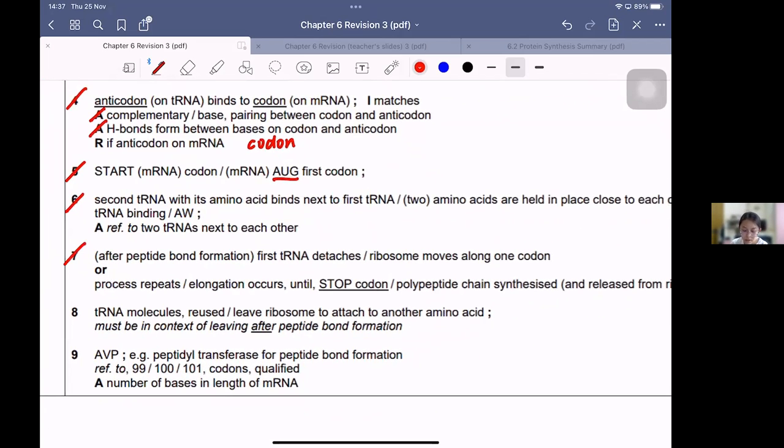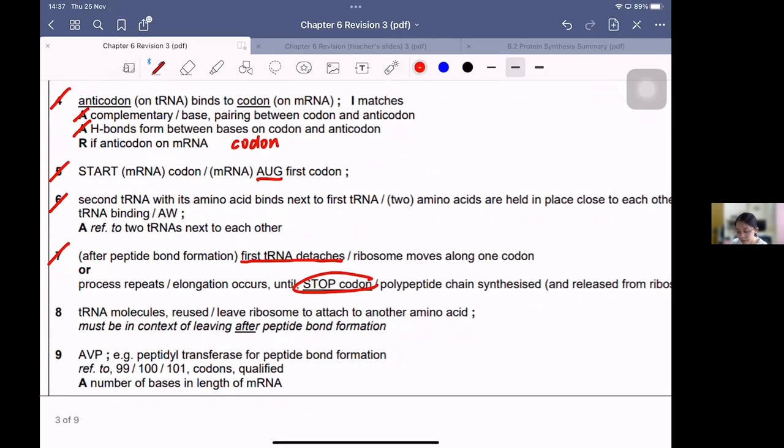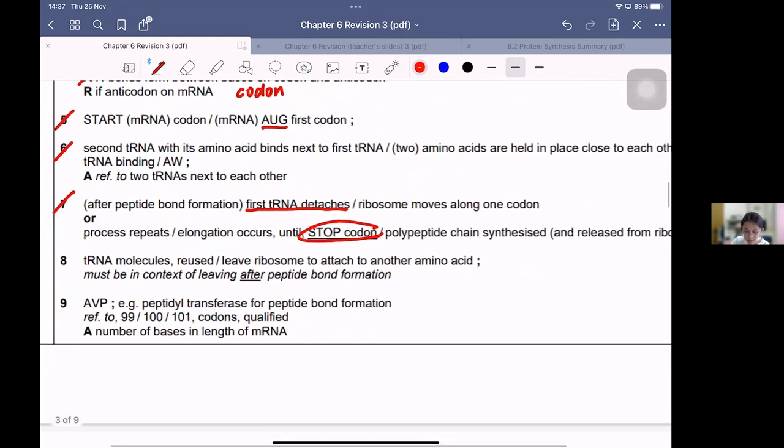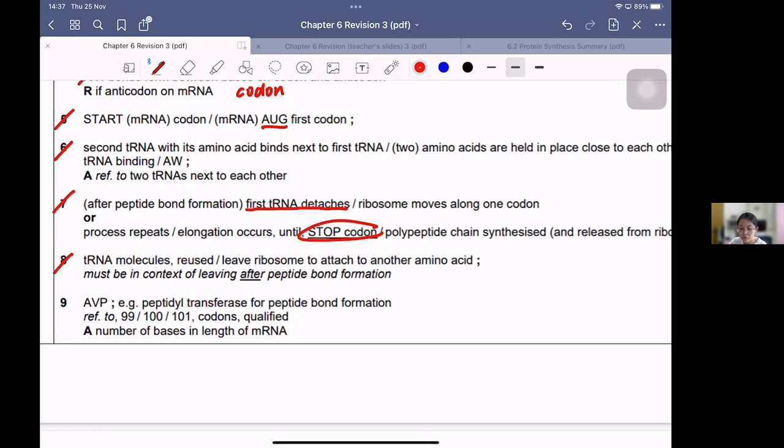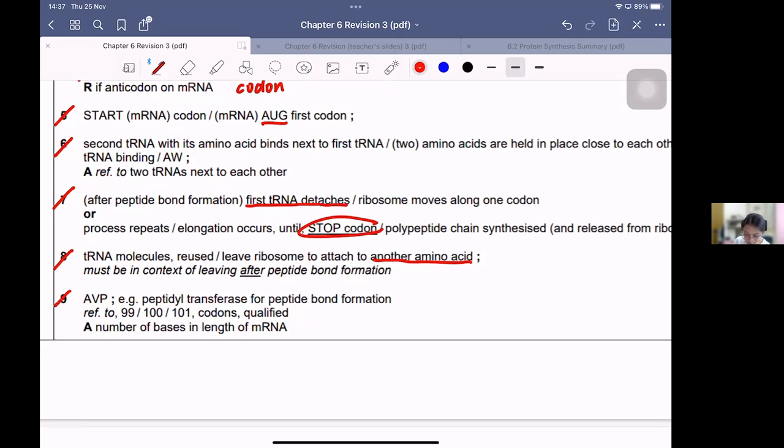The seventh point, after the peptide bond formation, the first tRNA detaches and the ribosome moves along one codon. The process repeats, or elongation occurs, until a stop codon is reached and the polypeptide chain is synthesized. Next, tRNA molecules are reused, or leave the ribosome to attach to another amino acid. You also get points if you stated that the enzyme peptidyltransferase is responsible for the peptide bond formation.